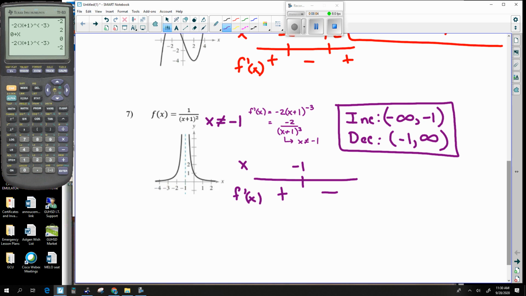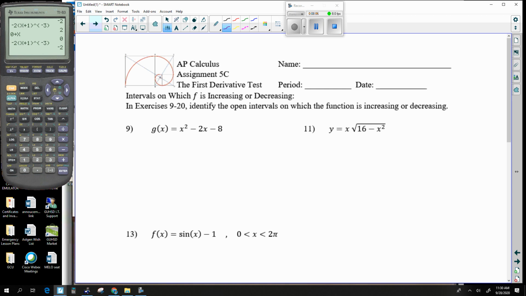Again, where is this stuff increasing and decreasing?